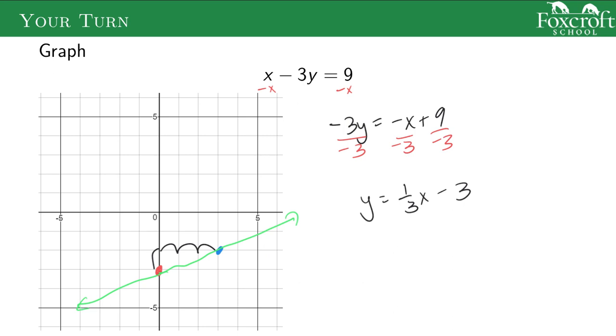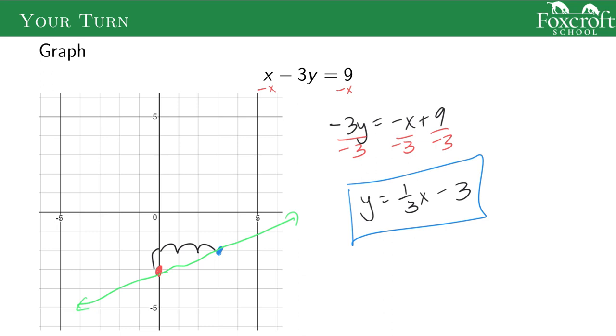So again, I changed it into y equals mx plus b form. The first thing I had to do is subtract x from both sides. Then I had to get rid of that negative 3, so divide everything by negative 3, and it gives me this equation in y equals mx plus b. So my y-intercept is negative 3. That's my red dot. And I have to rise 1, run 3 to get that blue dot. And then I connect them.